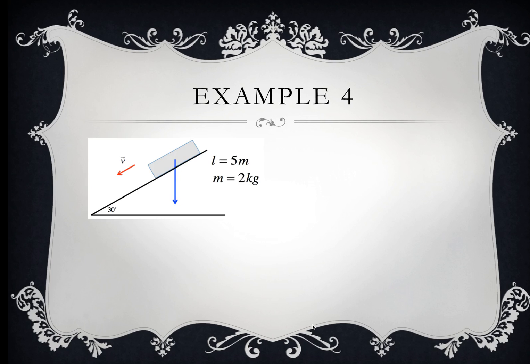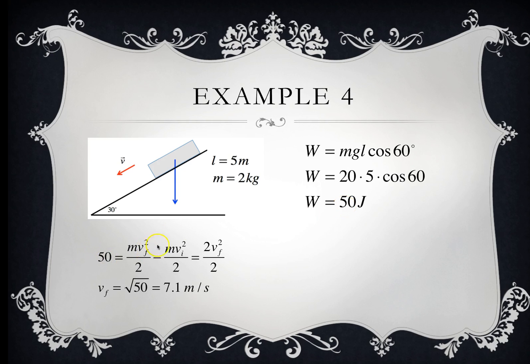Example 4. Let's say the object starts from rest and slides down a 5-meter incline. What is the speed with which it ends its motion? In other words, what's the speed at the bottom of the incline? The force acting on the object is the force of gravity, which is mg, so 2 times 10 is 20, distance is 5, cosine of 60 gives me 50 joules.